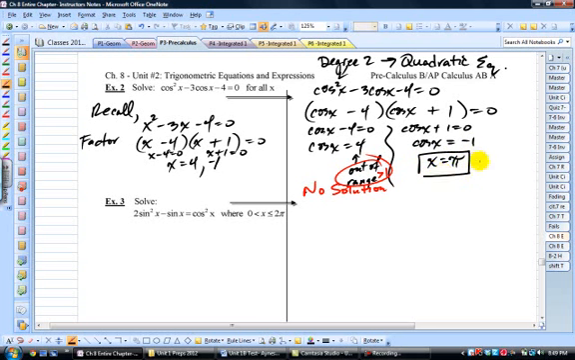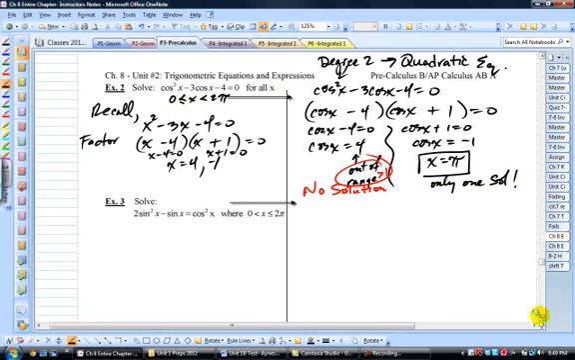Well, plus technically it's actually plus multiples of 2 pi, but let's say that we're finding all x such that 0 is less than or equal to x less than 2 pi. So all solutions less than 2 pi. So we only have one solution here. Only one solution.